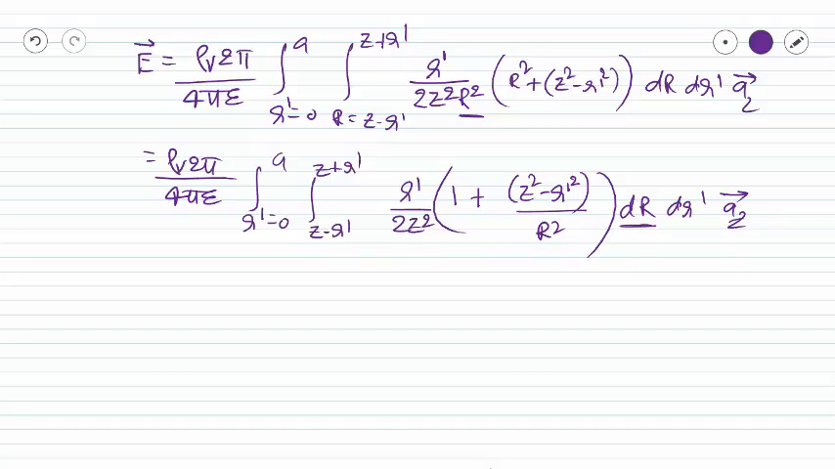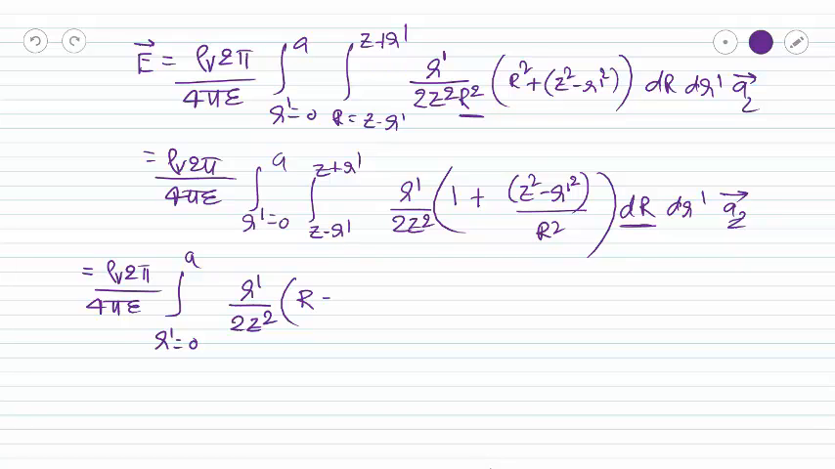So if I integrate that, what I will get is rho v 2 pi by 4 pi epsilon, r' equal to 0 to a, because this is r' by 2z square. If I integrate, what will I get? So 1 dR will be R, 1 by R square will be minus 1 by R. So minus of z square minus r' square by R, bracket close, over the limits of z minus r' to z plus r', dr' is z bar.